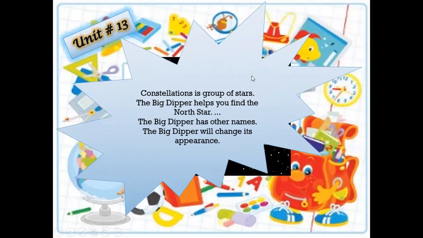And then we read about constellations, students, that on a clear night we can see thousands of stars, and the groups of stars are called constellations. The Big Dipper helps you to find the North Star. The Big Dipper has other names as well. The Big Dipper will change its appearance.